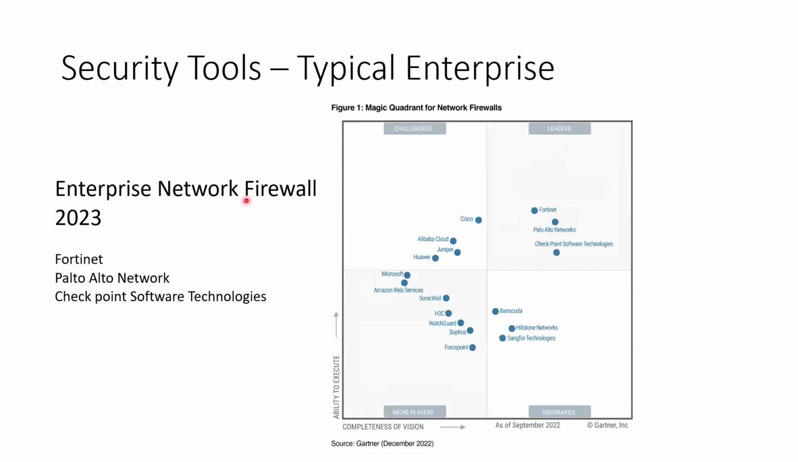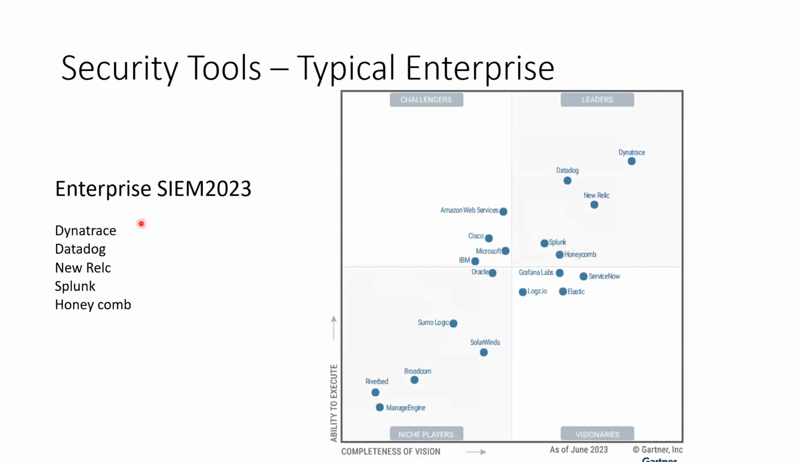Then Enterprise Network Firewall, and in network firewall, the vendor providing the best solution is Fortinet, Palo Alto Networks, Checkpoint Software Technologies. Then comes Enterprise SIEMs 2023. The best solutions provided in SIEMs are Dynatrace, Datadog, New Relic, Splunk, Honeycomb. So these are the leading vendors providing SIEM solutions.